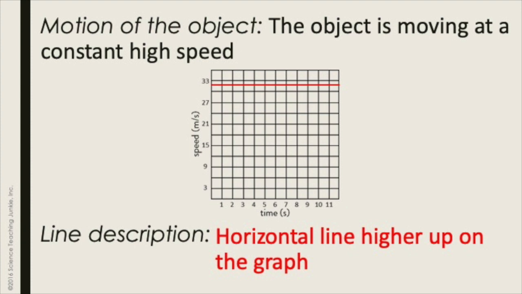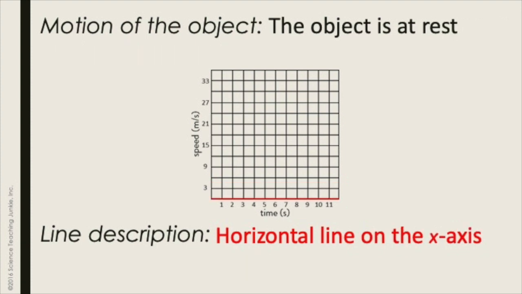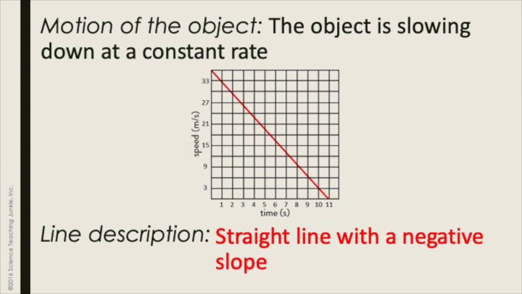So it's moving at that constant higher speed because it's higher up on the graph. You know, it's going at one of the top speeds that they were graphed. This one, the object is moving at a constant low speed. So we have a horizontal line lower on the graph. And then this one, in order to show at rest, that line is going to have to be down here on the x-axis. That is what's at rest on a speed time or velocity time graph.